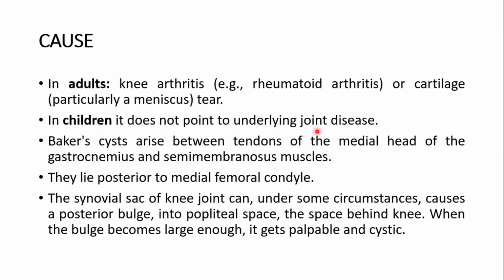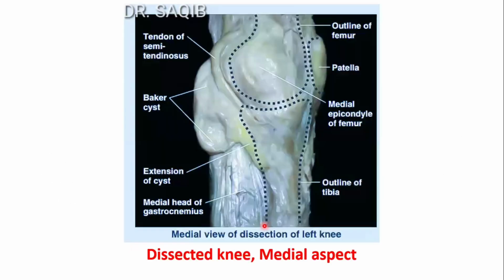It does not point to an underlying joint disease. Baker cysts arise between the tendons of the medial head of the gastrocnemius and semimembranosus muscles. I've shown you already in the picture. They lie posterior to the medial femoral condyle. The synovial sac of the knee joint can, under some circumstances, cause a posterior bulge into the popliteal space, the space behind the knee, where the bulge becomes large enough, it gets palpable and cystic. So let me show you the picture again. Yes, here you could see this. This is the semimembranosus, right? And this is the medial head of the gastrocnemius, right?